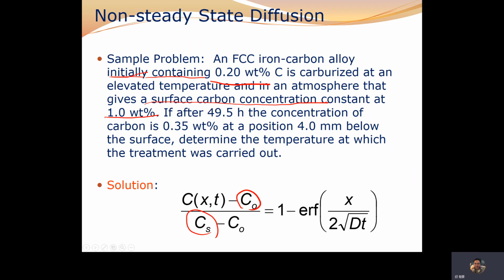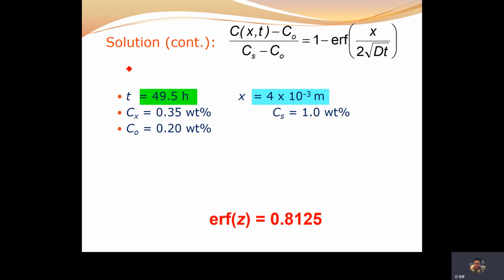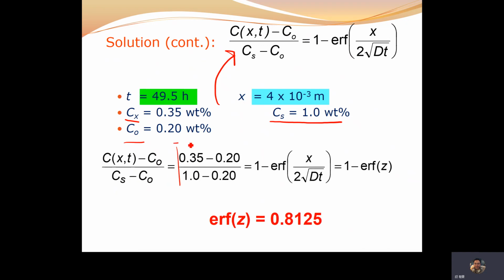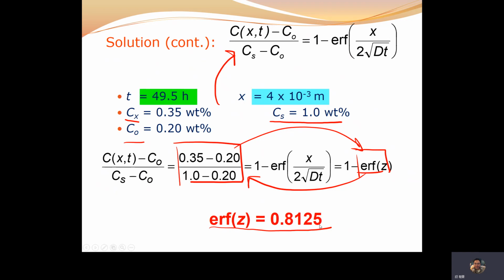Let's look at the solution. The time is 49.5 hours, Cx is 0.35 weight percent, C0 is 0.2 weight percent, x is 4 times 10 to the minus 3 meters, and the surface concentration is 1 weight percent. We plug those numbers into the left-hand side, calculate, and move terms to each side. Then we find the error function of z is 0.8125.